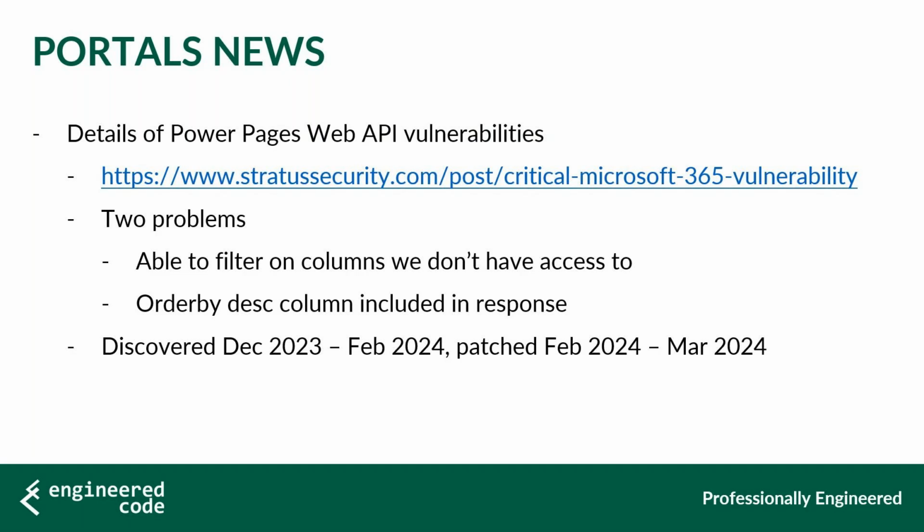So that was the first thing that they discovered. Microsoft was able to patch that so that you're no longer able to filter on columns that you don't have the permissions to. And again, this goes back to the web API column permissions that you can set up.